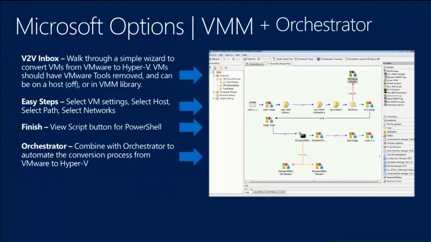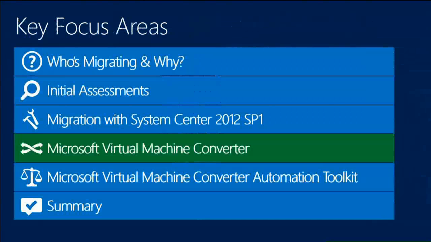So the runbook would talk to vSphere, it would remove the VM tools, it would talk to VMM, it would automate the conversion, and it would tidy up after the fact. So there's choices within System Center to help you handle that migration.